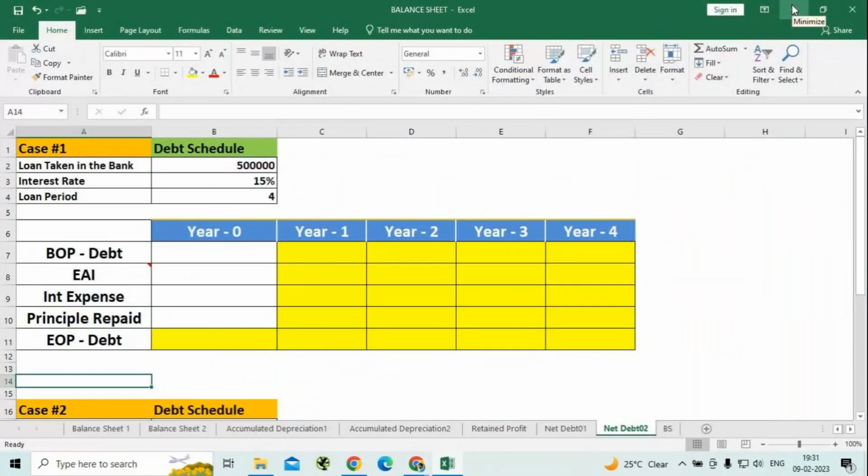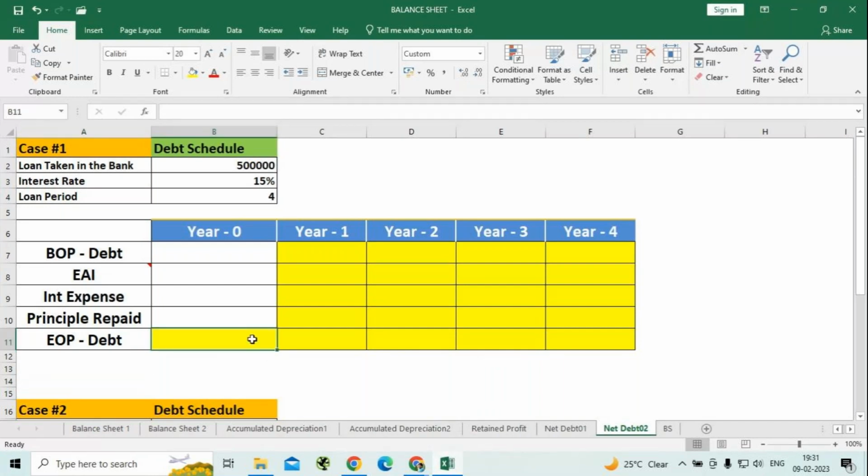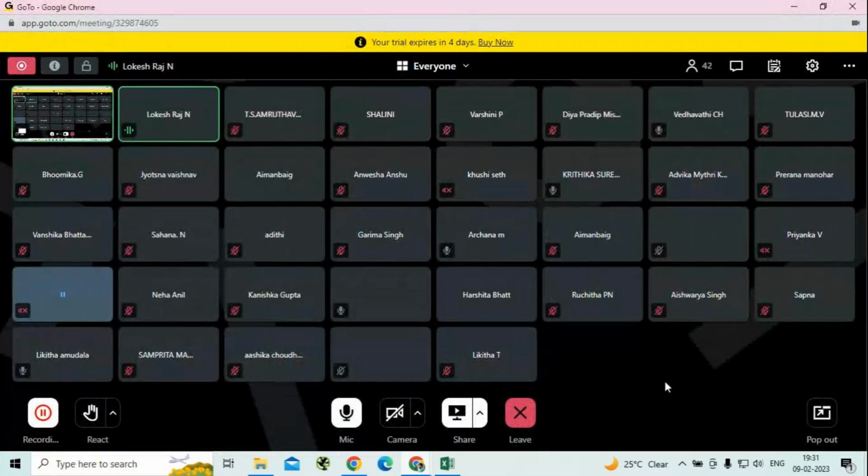Thank you all for being online. So can anyone let me know how to do this debt schedule calculation? I'll repeat it once. Once you see this, let me know whether you have understood this concept or not.